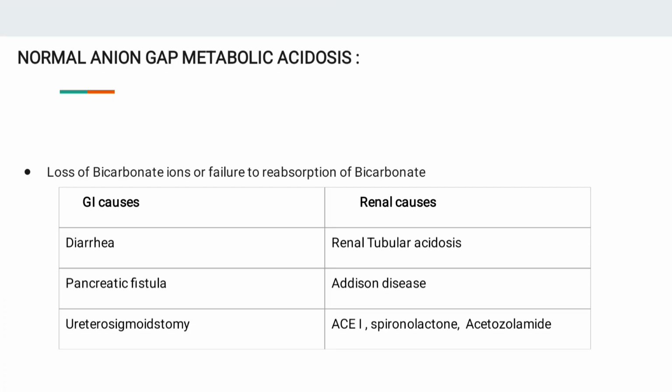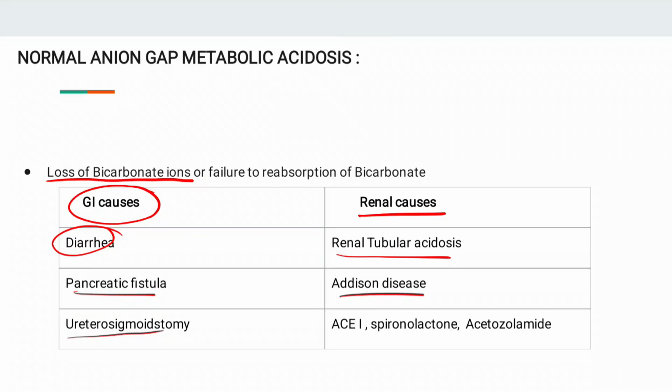Normal anion gap metabolic acidosis is not due to addition of any unmeasured anions. It is due to loss of bicarbonate ions. There are two causes, GI causes and renal causes. In GI causes we have diarrhea, pancreatic fistula, and ureterosigmoidostomy. In renal causes we have renal tubular acidosis, Addison's disease, ACE inhibitors, spironolactone, and acetazolamide.